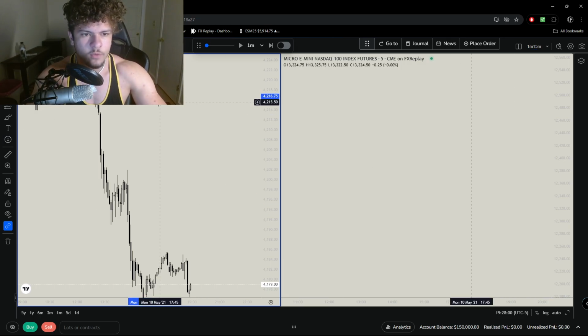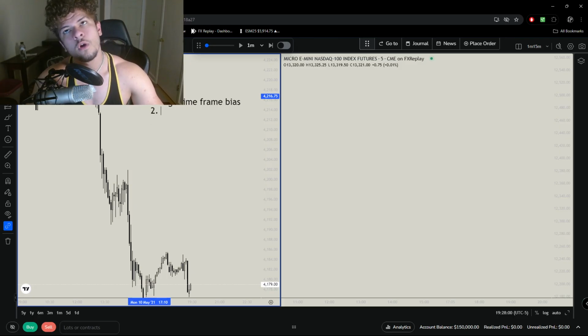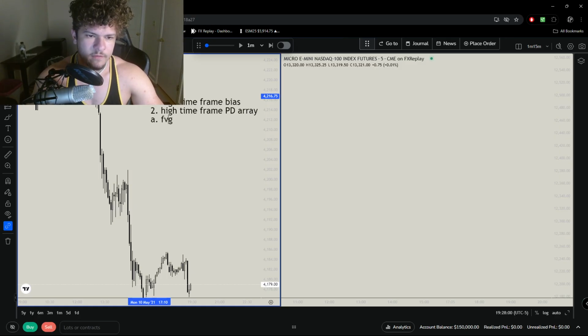The first thing I look for is high time frame bias. Then I look for a high time frame PD array. That can be anything like a fair value gap, really just a fair value gap. I don't really look at order blocks or any other PD array. Fair value gaps are my favorite. So I'll just say high time frame fair value gap. And then I look for SMT plus liquidity sweep.